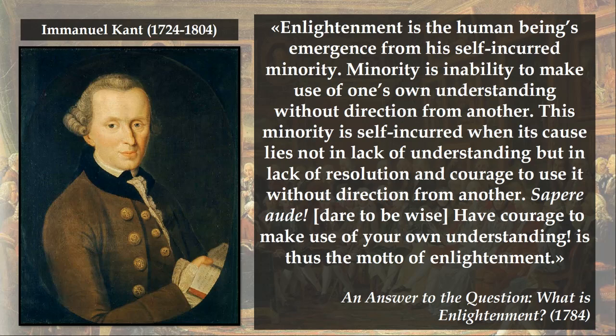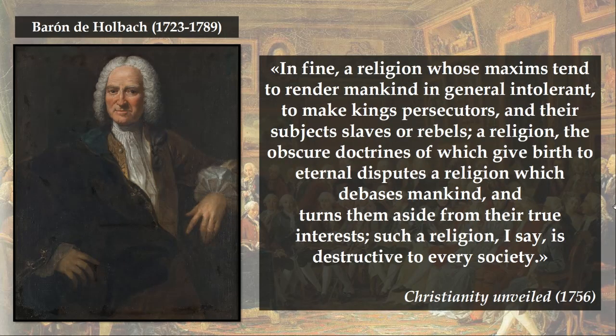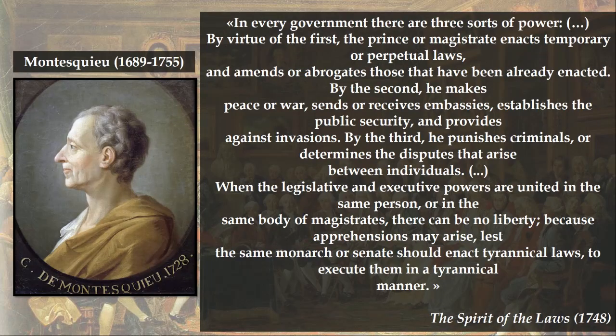For example, this is how Immanuel Kant justifies that the idea of enlightenment is the use of reason or your own understanding. Here Nicolas de Condorcet says some ideas about this idea of progress, or explains some of these ideas. El Barón de Holbach criticizes the Christian religion because most of these ideas, mostly about reason, were opposed to the Christian religion.